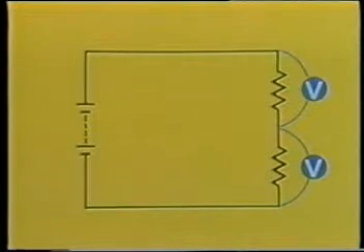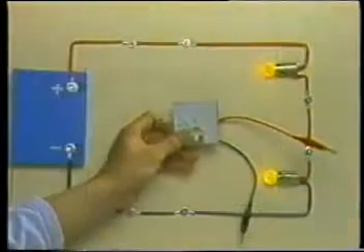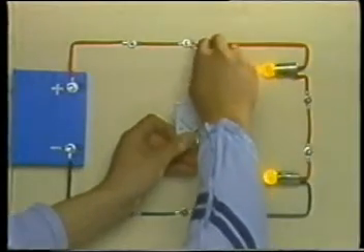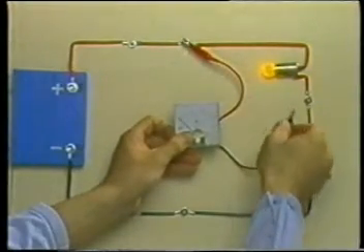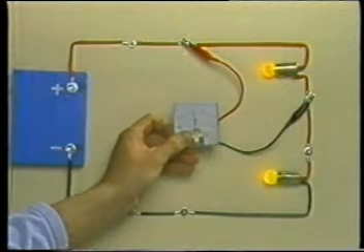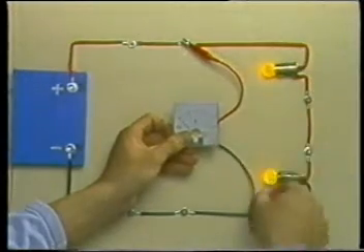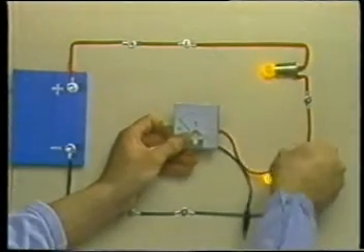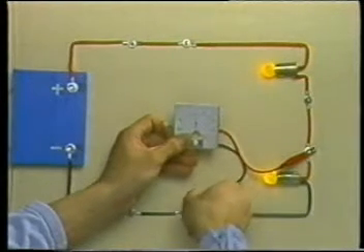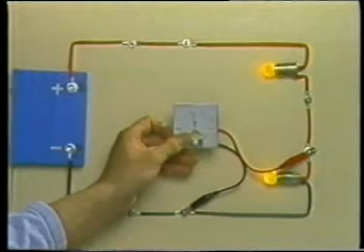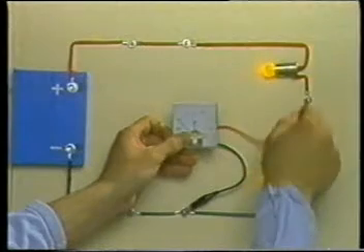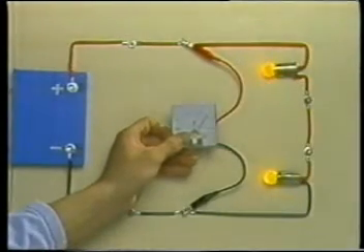We check the voltage at these 2 points next. The voltage across the upper lamp is 6.5 volts. The voltage across the lower lamp is also 6.5 volts. And the voltage across the two lamps is 13 volts.